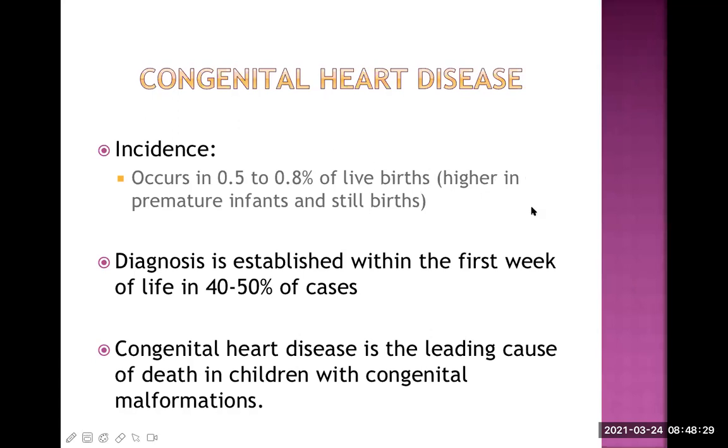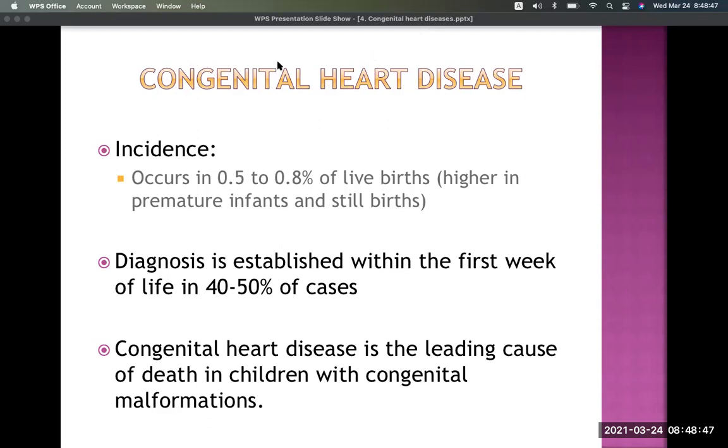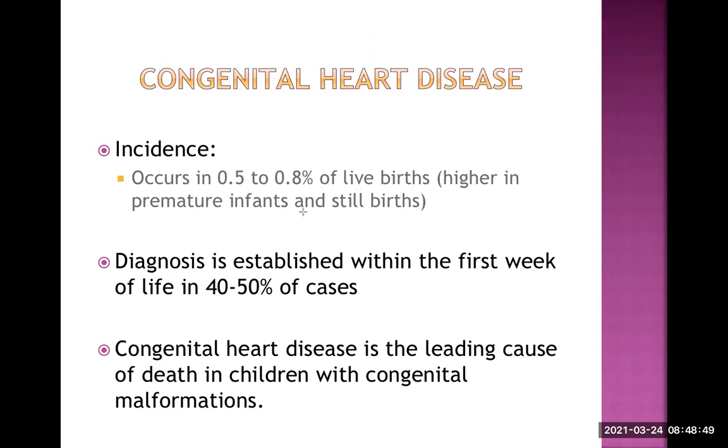Congenital heart disease, okay, regarding the incidence, they occur in about 0.5 to 0.8% of live births, but they are much higher in premature infants and stillbirths. If we consider the stillbirths, then the percentage would be much higher. Many of the babies die at the time of birth because of congenital heart disease. Congenital heart disease means the heart disease which is there from the time of birth. So probably some problem has happened during embryogenesis.